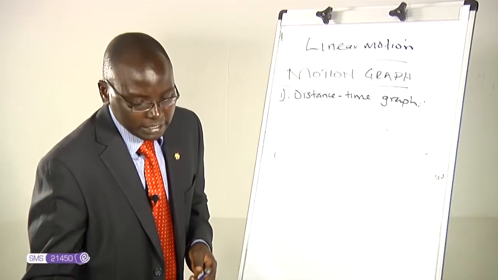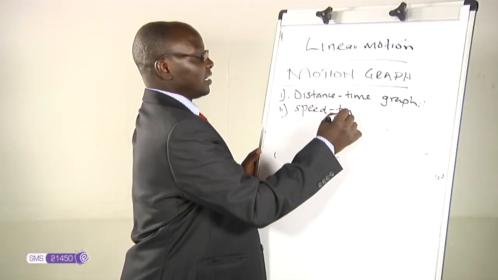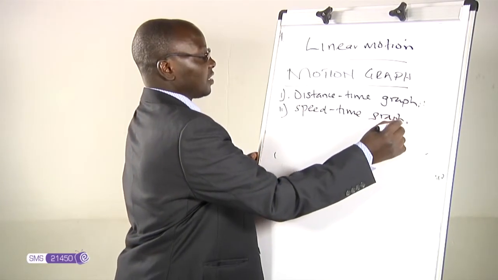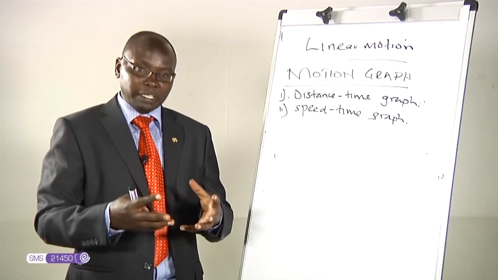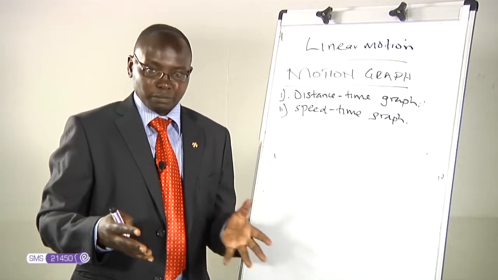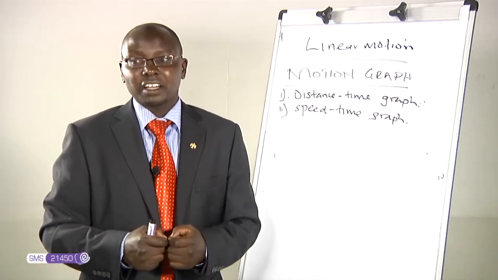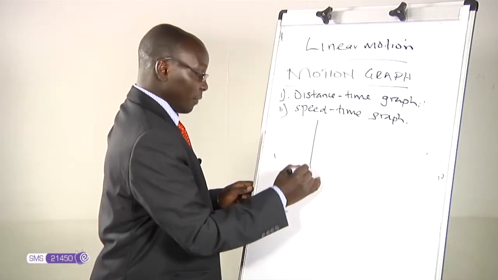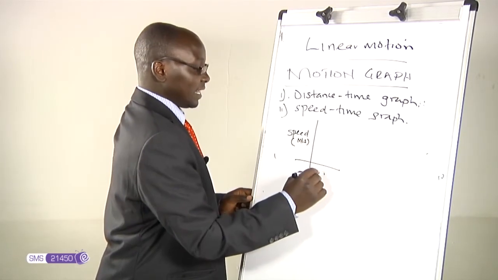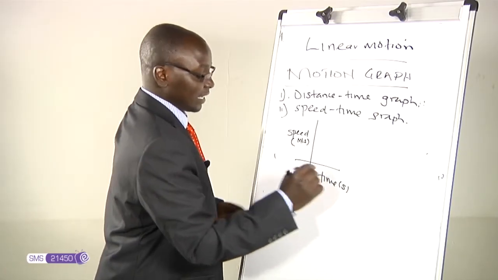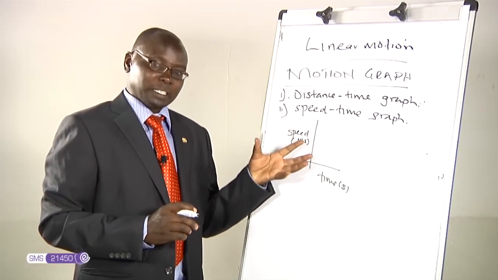That is the speed time graph. Just like for the distance time graph, when we're also sketching the speed time graph, the speed must be on the y-axis, and we must label our axis very clearly. When we're drawing any graph, it's good to label our axis. So we have on the y-axis the speed here in meters per second, and then we have time here in seconds. That is the graphing of the speed time graph.